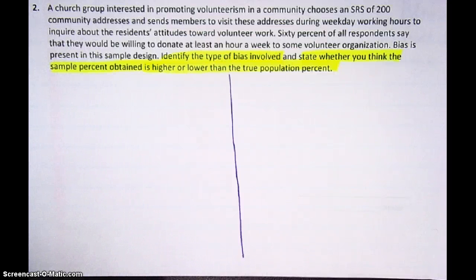Well, why aren't those people home? Well, maybe they're not home because they work full-time jobs. How would that change the sample percentage that I'm getting of those residents that are willing to volunteer? Well, if they work a full-time job, they may not be willing to volunteer because their time is limited once they get home. So when we put all that together, we've left part of the population out. And as a result of that, that part of the population we've left out may be less willing to volunteer. So this 60% of those who would be willing to volunteer that we obtained in the sample could actually be lower if I had included that part of the population which was not home. And so that's how we'll respond to that one.